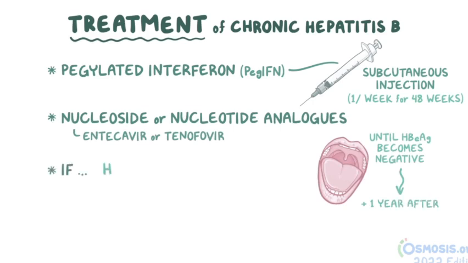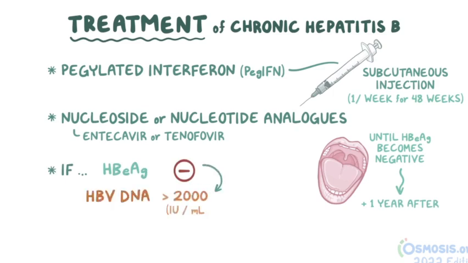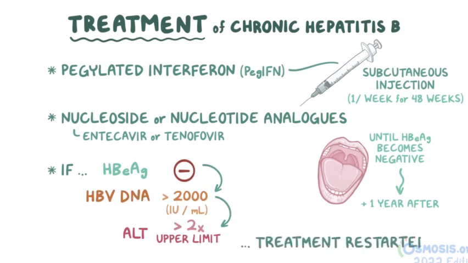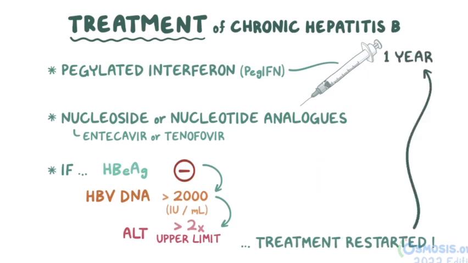If hepatitis B e antigen was initially negative, and HBV DNA levels rise above 2000 IU, and ALT levels rise above 2 times the upper limit of normal, then the treatment is restarted to prevent hepatitis B e antigen from becoming positive. This time, PEG-IFN is used for a year, and the nucleoside or nucleotide analogs are used for several years.